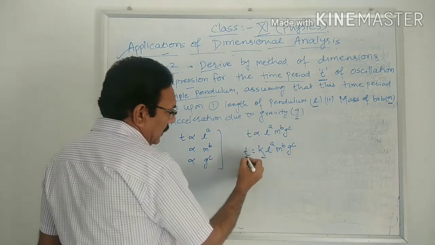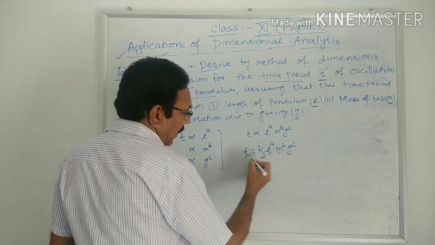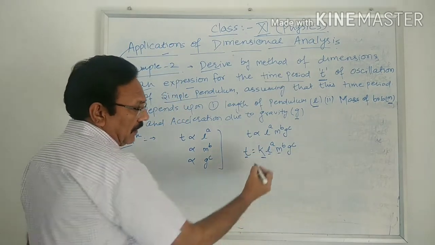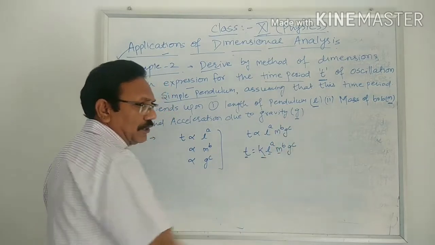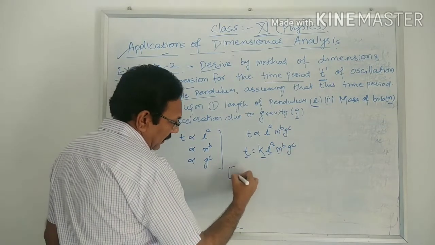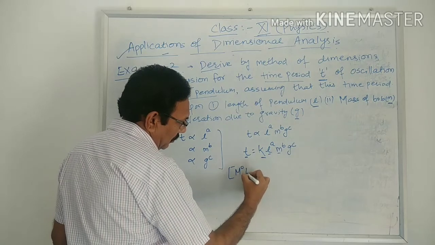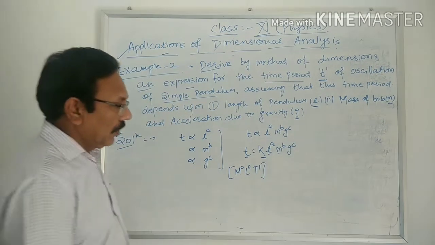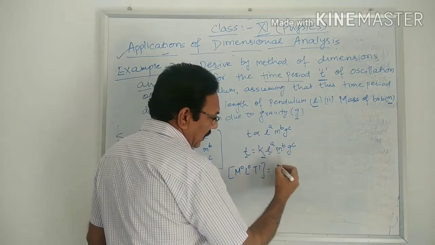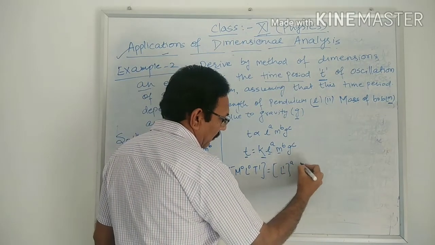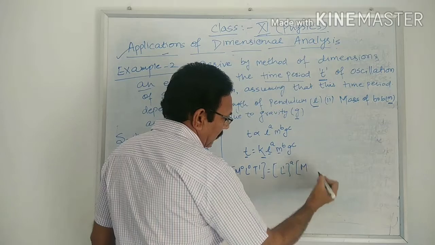Now we will place the dimensional formula of T, the time period, on the left hand side, and length, mass and acceleration due to gravity on the right hand side. On the left hand side, it becomes M⁰L⁰T¹. On the right hand side, K is unitless, dimensionless. It is L¹ raised to power A. It is M.